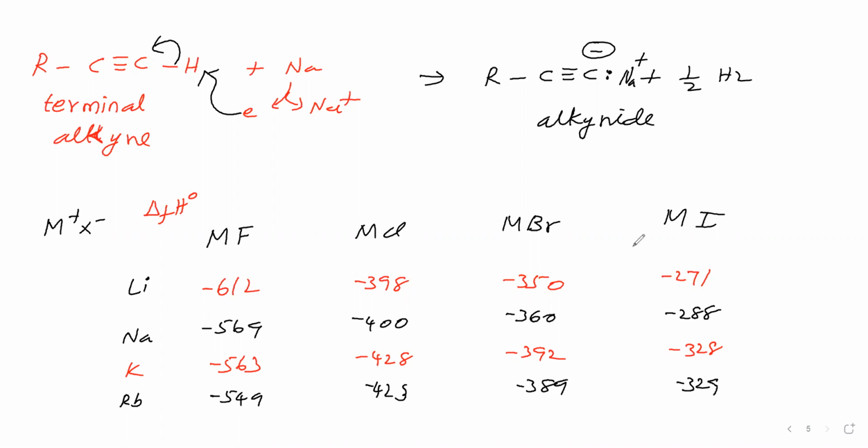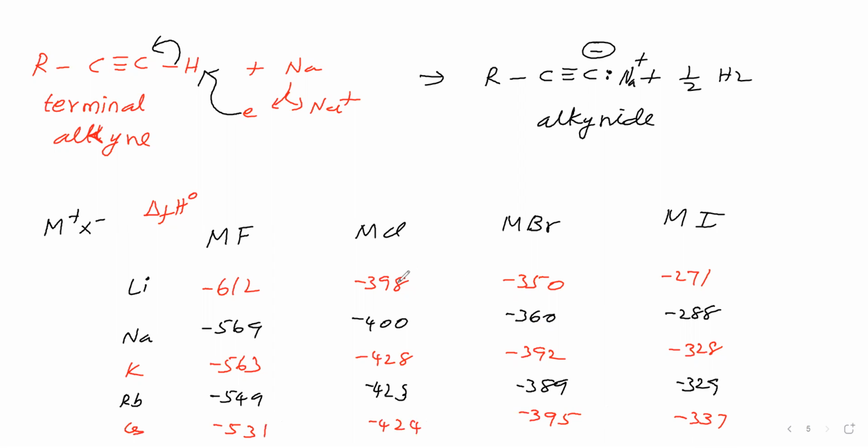329. Next we will see cesium. Cesium fluoride minus 531, cesium chloride minus 424, cesium bromide minus 395, cesium iodide minus 337. That means the standard enthalpy of formation of all the alkali metal halides is exothermic.